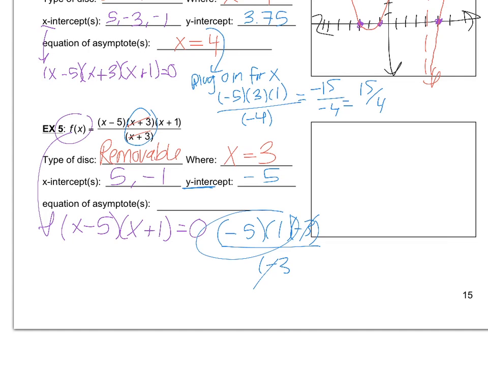The equation of any asymptotes that we have, we do not have any asymptotes in this. We can definitely be sure there's no vertical asymptotes because we didn't have an essential discontinuity, so we actually just don't have that.